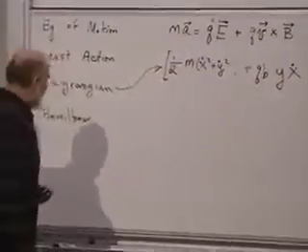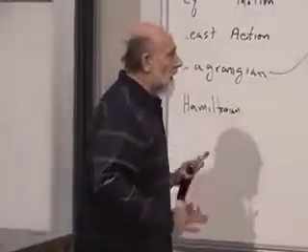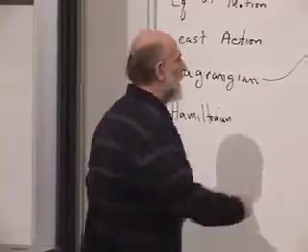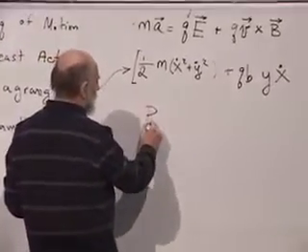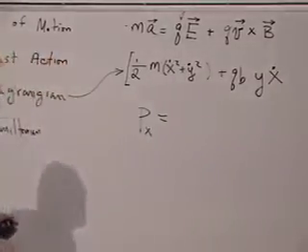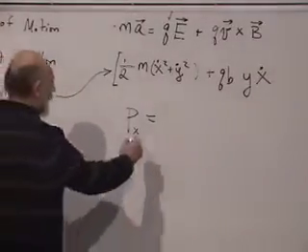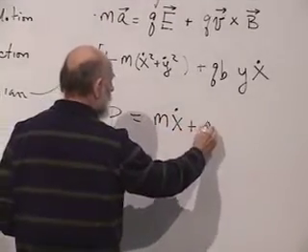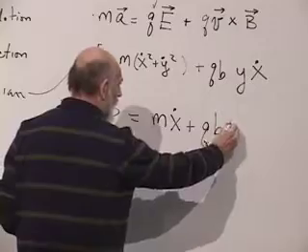So that's my Lagrangian. And now let's calculate the canonical momenta conjugate to X and to Y. Let's start with Px. Px is the derivative of the Lagrangian with respect to X dot. That's Mx dot plus QBY.